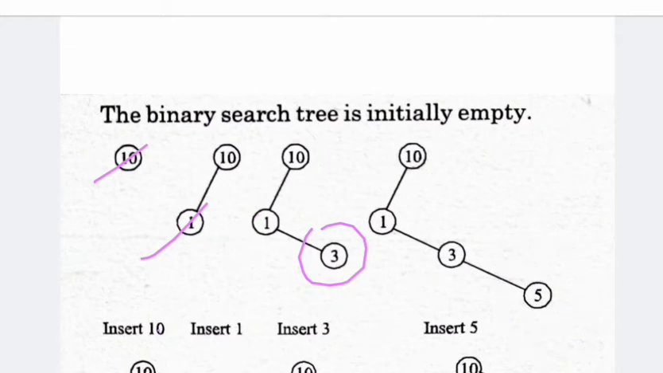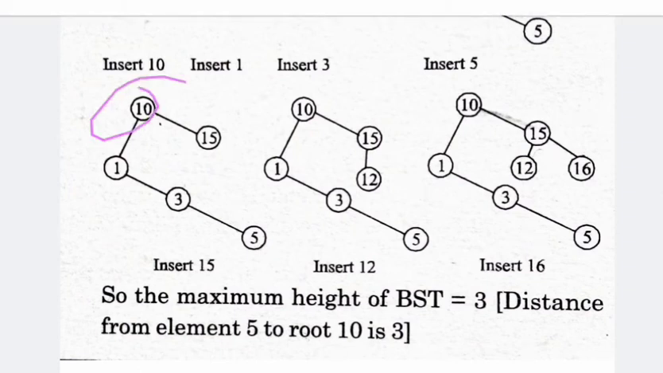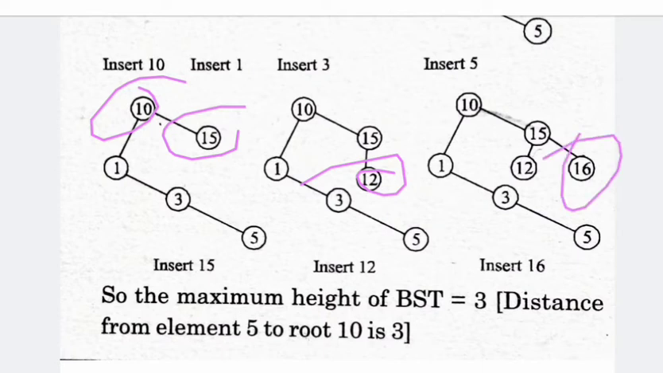Here again we insert the element 15. We get that 15 is greater than the root node, so 15 becomes the right child of 10. Again we insert 12. It is less than 15, so it becomes the left child of 15. Again we insert 16. It is greater than 15, so it becomes the right child of 15.